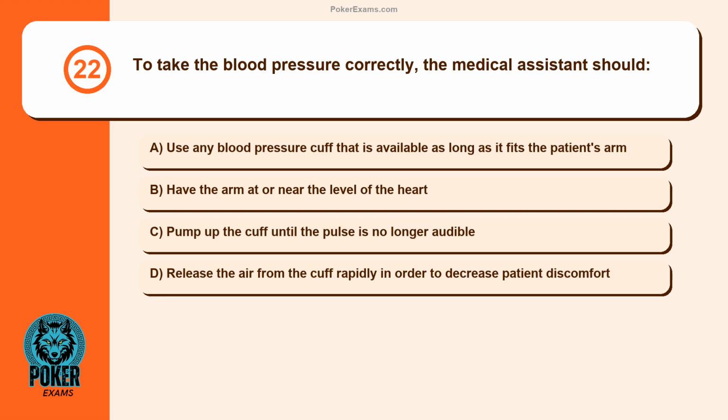Question 22. To take the blood pressure correctly, the medical assistant should use any blood pressure cuff that is available as long as it fits the patient's arm. Have the arm at or near the level of the heart. Pump up the cuff until the pulse is no longer audible. Release the air from the cuff rapidly in order to decrease patient discomfort.